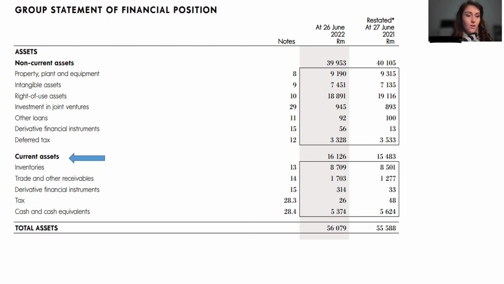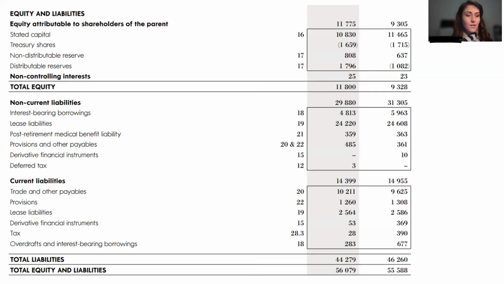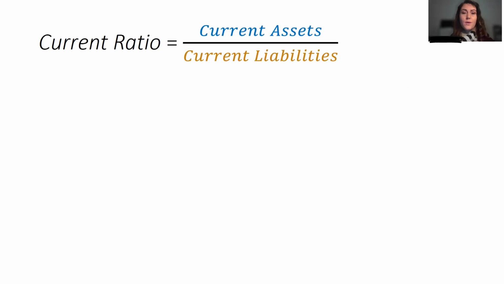We're going to take our current assets there next to the blue arrow, and we are going to take the 16,126 of our 2022 financial year. We are then going to take that amount and divide it by current liabilities, which will be that 14,399. When we look at our ratio, we have current assets divided by current liabilities, and it will be the 16,126 divided by 14,399, and we get 1.12.